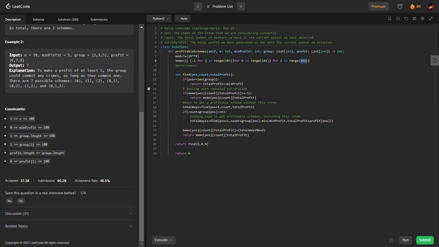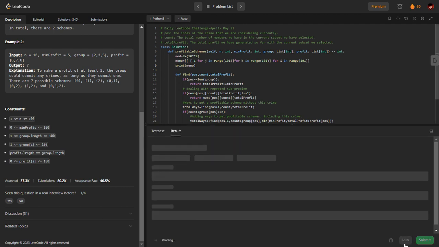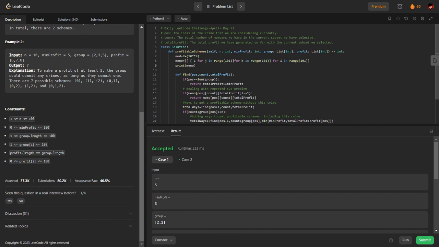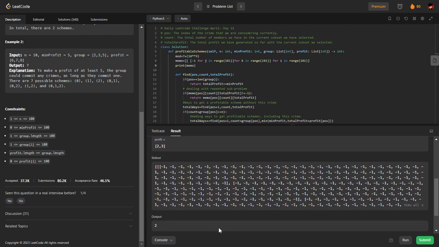Instead of 100, we are selecting 101 so that if we cross the boundary, at least we have something. So it's a three-dimensional array filled with -1. All the elements are -1 initially. I will quickly print and show you. You can clearly see all the elements are -1 here, right?